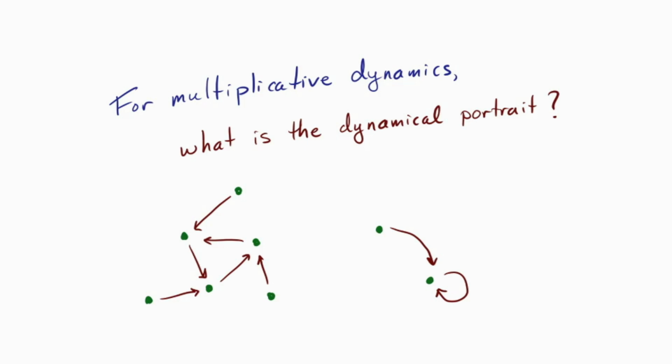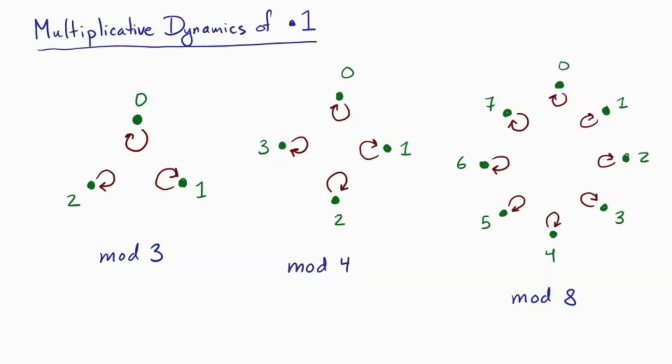Okay, let's jump into some examples. Here's the multiplicative dynamics of multiplication by 1. It's kind of silly to multiply by 1 because you don't change anything. So that looks like a single loop at every point. It's worth noting, though, that this function is invertible. It is bijective. In fact, it has an inverse, which is itself. That is, if you do nothing, you undo it by doing nothing again. And as promised, the dynamics does consist of cycles. Lots and lots of tiny one-element cycles.